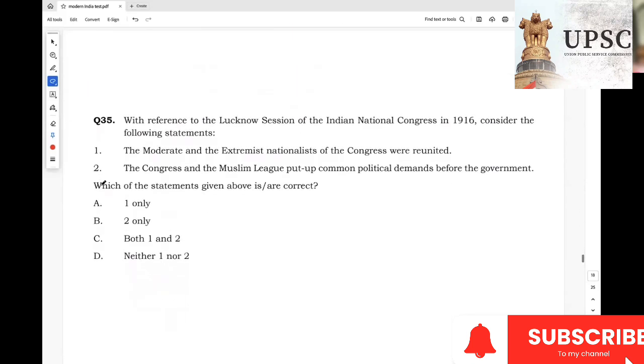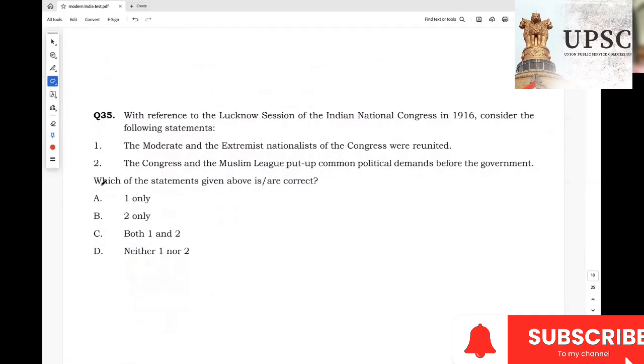This was the one. With reference to the Lucknow session of the Indian National Congress in 1916, consider the following statements. The moderate and the extremist nationalists of the Congress were reunited. Obviously, we all know that they were reunited in the Congress party. Congress and the Muslim League put forward a common political demand before the government. Both the statements are correct because of Annie Besant. Annie Besant was the one who wanted this to happen. Both the statements are correct.